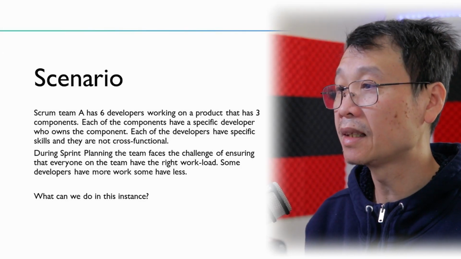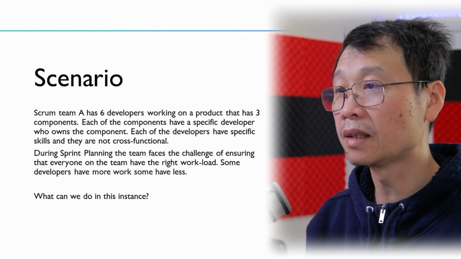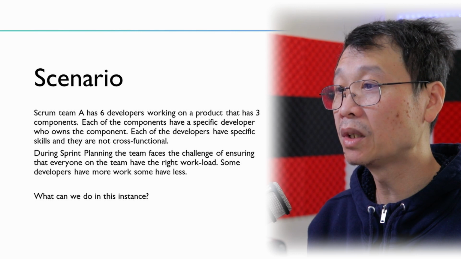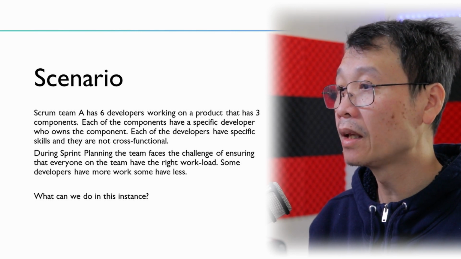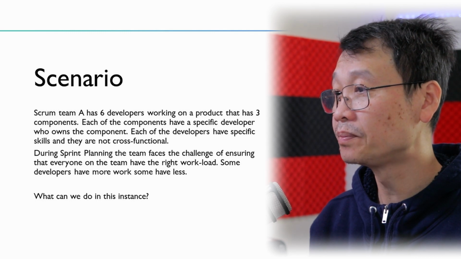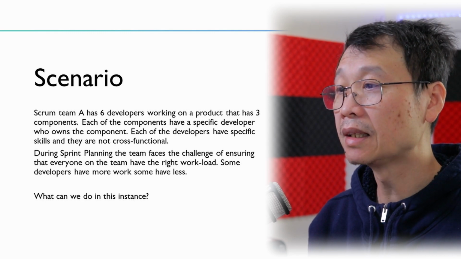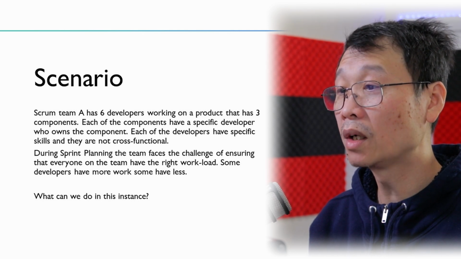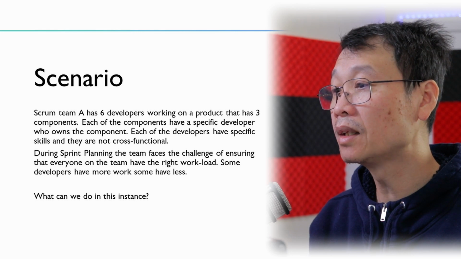Scrum Team A has 6 developers working on a product that has 3 components. Each of the components has a specific developer who owns the component. Each of the developers has specific skills and they are not cross-functional. During sprint planning, the team faces the challenge of ensuring that everyone on the team has the right workload. Some developers have more work, some have less. What can we do in this instance?